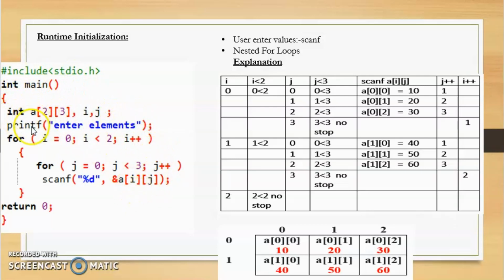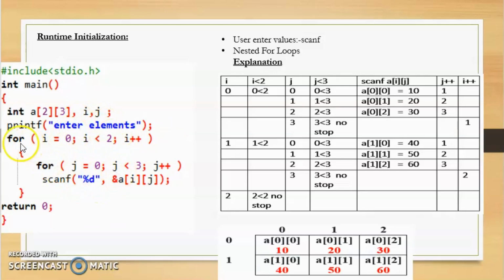First we have declared an integer array. Name of the array is A. The maximum number of rows is 2 and the maximum number of columns is 3. These two other integer variables i and j have been declared because we have used them in the nested for loop. First it will ask the user to enter the elements. So we will enter the elements inside the two-dimensional array with the help of nested for loop.